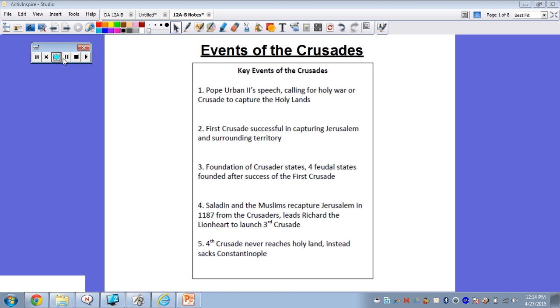Saladin and his Muslim army are eventually going to recapture Jerusalem in the year 1187, which is going to lead Richard the Lionheart to launch the Third Crusade. The Fourth Crusade never reaches the Holy Land. It instead decides to sack Constantinople.